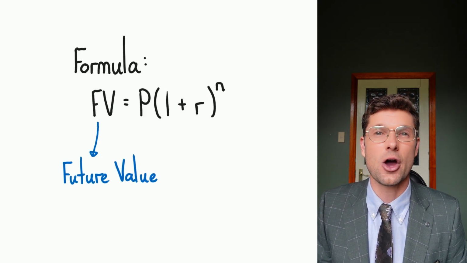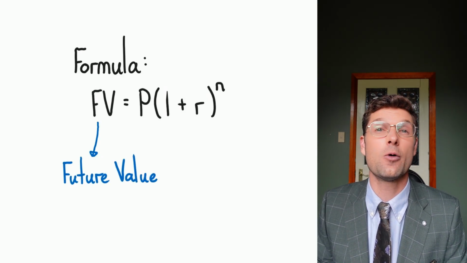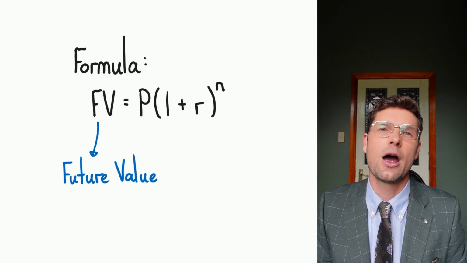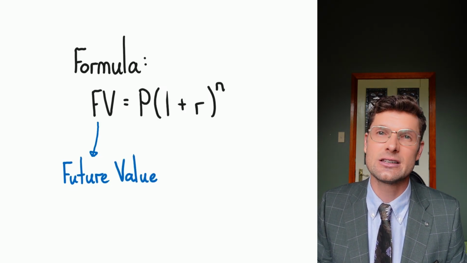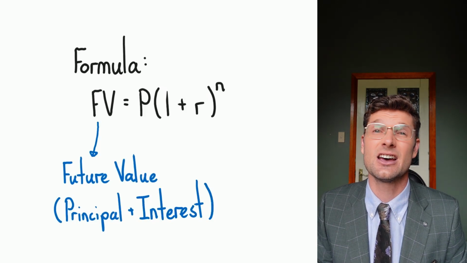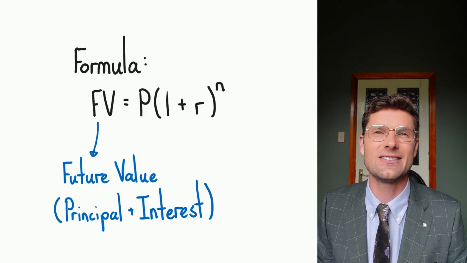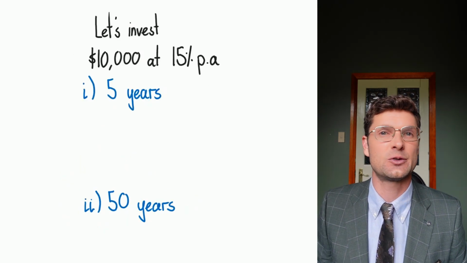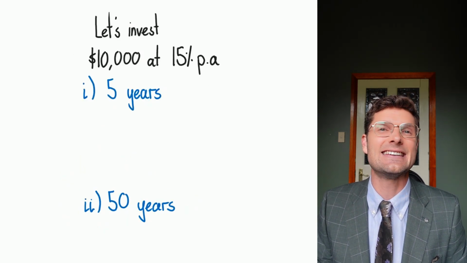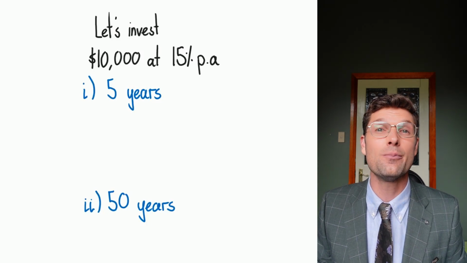What's really important to note is that with the simple interest formula, we just found the amount of interest, but the future value is the principal plus the interest earned. So if we're making money, this number is going to be bigger than our principal at the start of the question. So the biggest difference between simple interest and compound interest is how n, or the time, impacts the outcome of our investment.